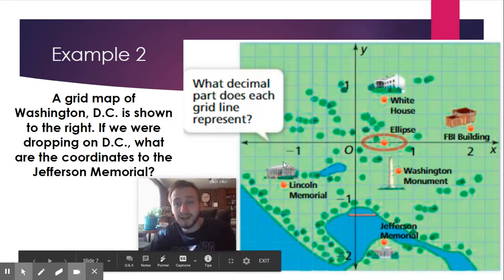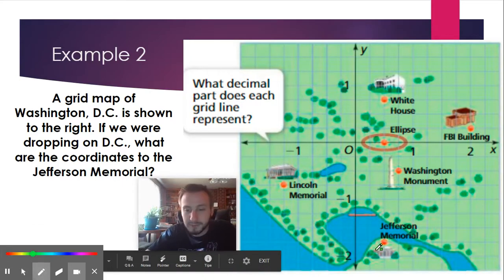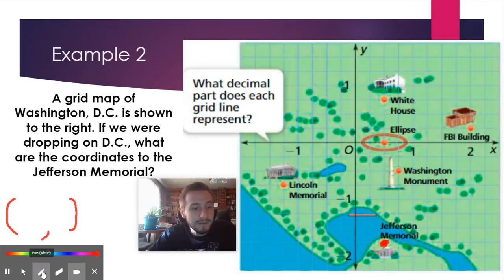So when you are looking at an already plotted coordinate plane, just look for the dots, and they're almost always labeled. So every single one of these dots is labeled with what they are. So here's the Jefferson Memorial, right here. Let me make it red, just like the way it was. Right here's the Jefferson Memorial. And we need to figure out the ordered pair. And remember, the ordered pair is always written in parentheses. The first number is your X. The second number is your Y.